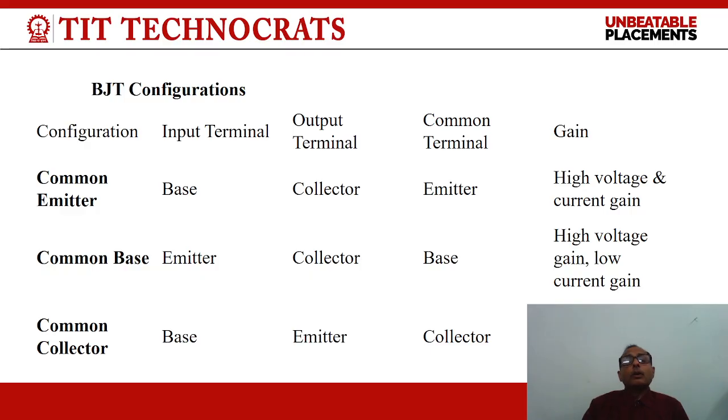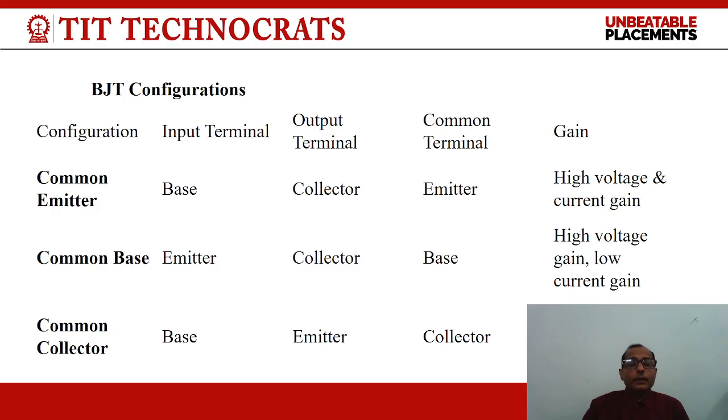Now coming on to the bipolar junction transistor configurations, we have common emitter configuration. In this, the input terminal is base of the BJT, output terminal is collector, and common terminal is emitter. The gain of this particular configuration is high voltage and high current gain.